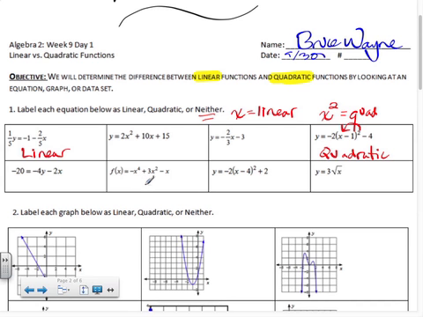So is this quadratic? No, because it's neither. Why? Because the highest exponent is what? 4. Yeah, we have to look at the highest exponent.